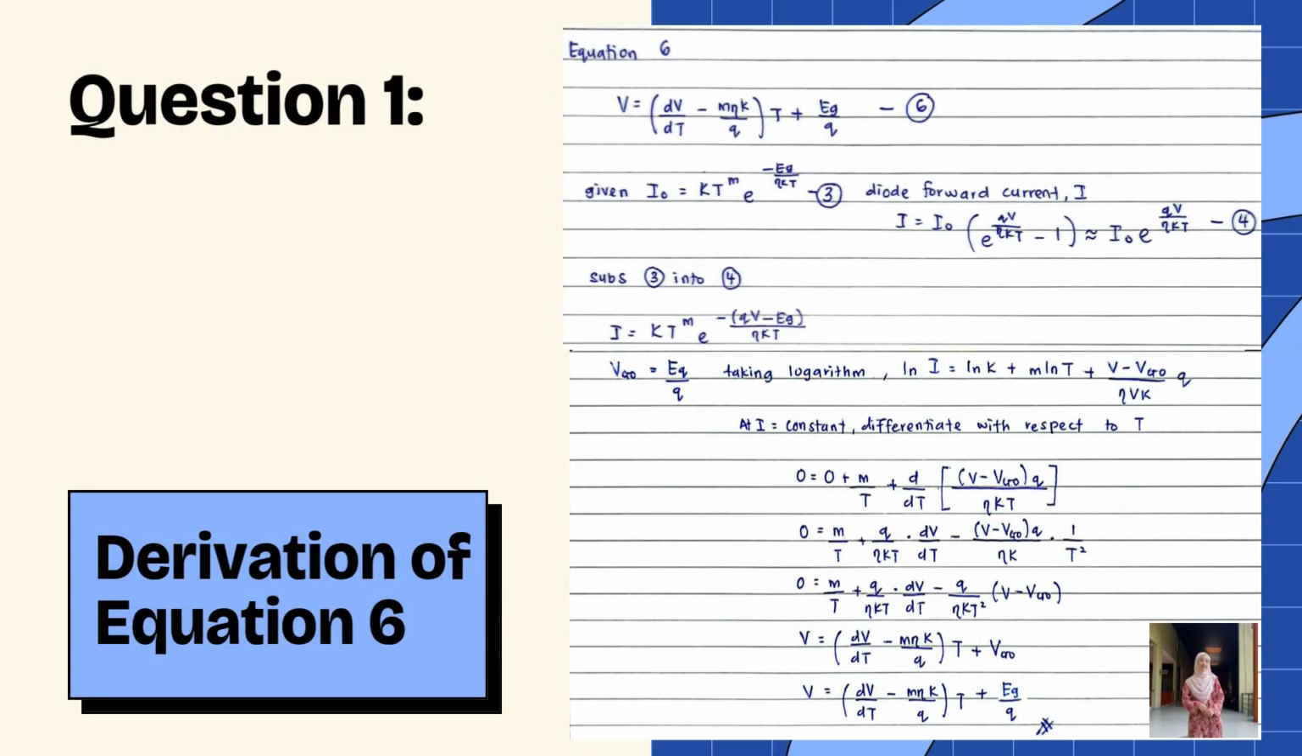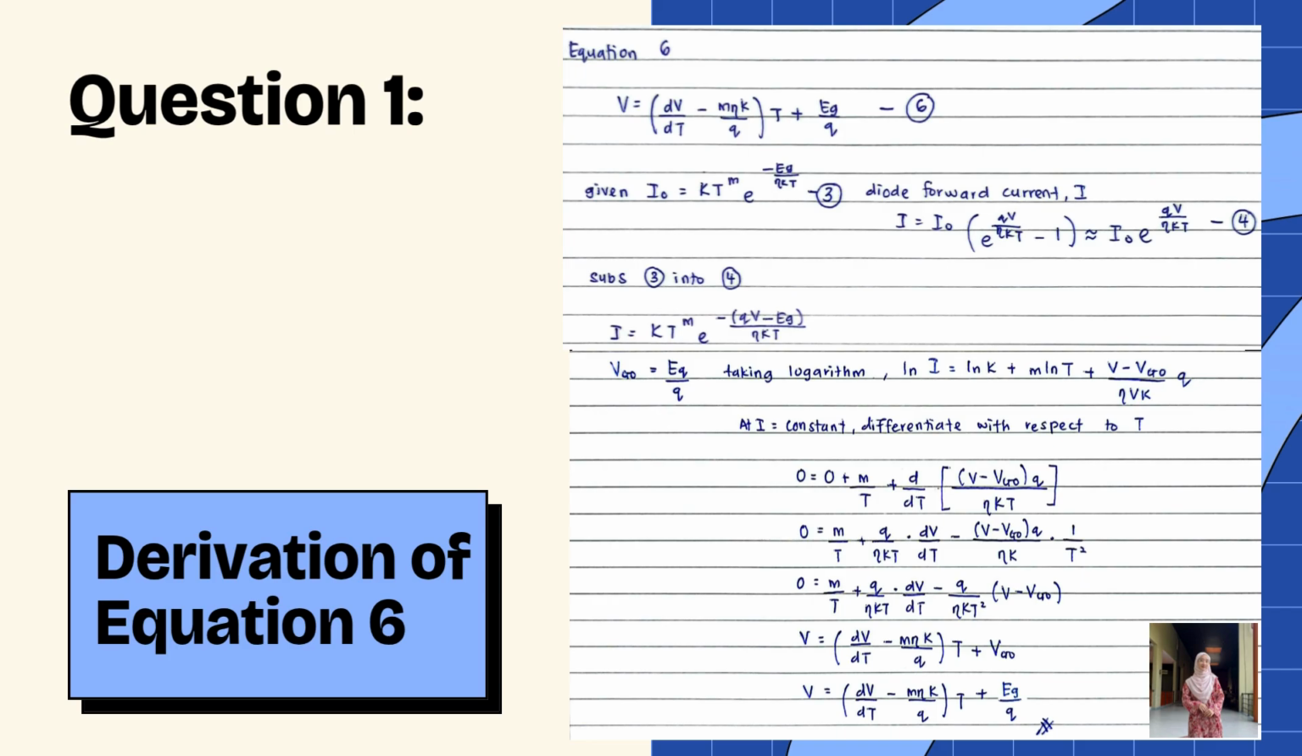Now I will explain the derivation of equation 6 as shown here. We begin with equation 6, where voltage is expressed in terms of temperature, a thermal constant term, and the band gap energy term divided by charge.